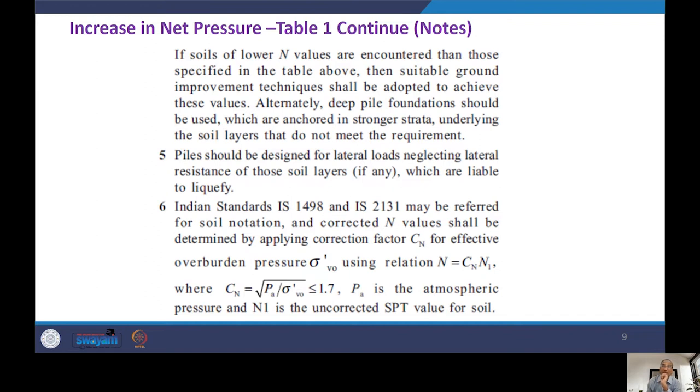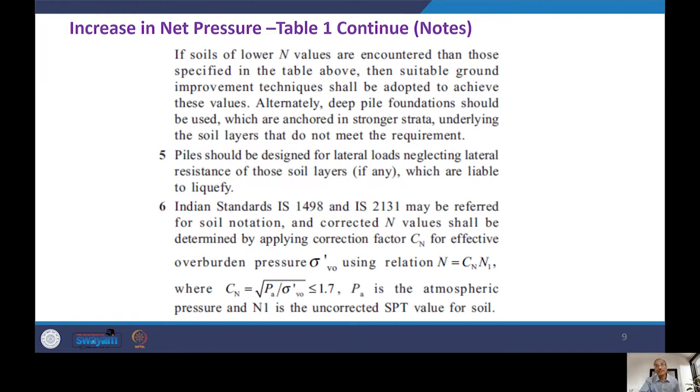And for the value of Cn, a cap is put on the maximum value, which should not be more than 1.7. So if from this formula you are getting the value of Cn of 1.7 or less, then it's fine. Otherwise, if you get a higher value than 1.7, then Cn should not be taken more than 1.7. In this equation, Pa is the atmospheric pressure.